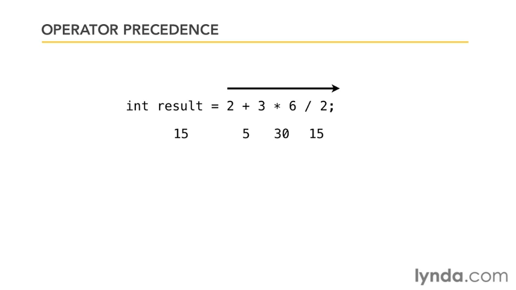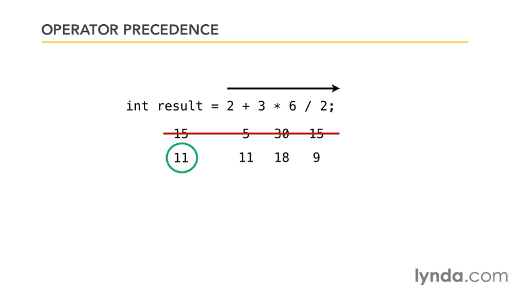Well, wrong. And the reason it's wrong is because those operators are executed in order based upon what the operator is. This is what operator precedence means. What happens is the multiplication operator gets executed first because that comes first in the precedence order. So 3 times 6 would be 18. Then the division operator would execute, and 18 divided by 2 would be 9. Then we would go back and do the addition, because 9 plus 2 is now 11. So the real result would be 11.